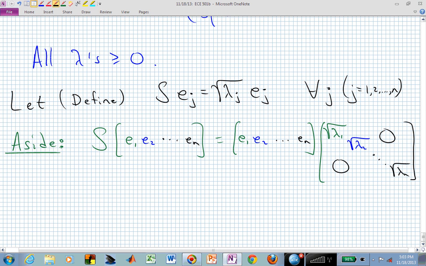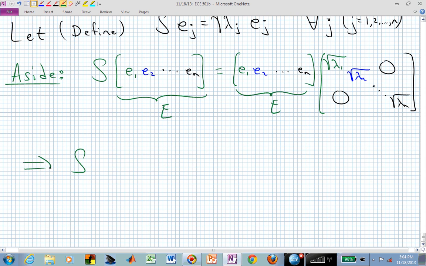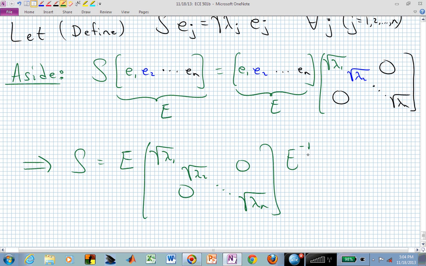If I call this E, and this is E, then S is equal to E, and what do I want to call this other matrix? Well, I'll just do it square root of lambda 1, square root of lambda sub 2, square root of lambda sub n, with 0s elsewhere. And in fact, if that's the inverse of this orthonormal, that's the transpose. But we'll just make it as clean as possible and say I can invert that, so this is now E inverse. There is my constructed S matrix.